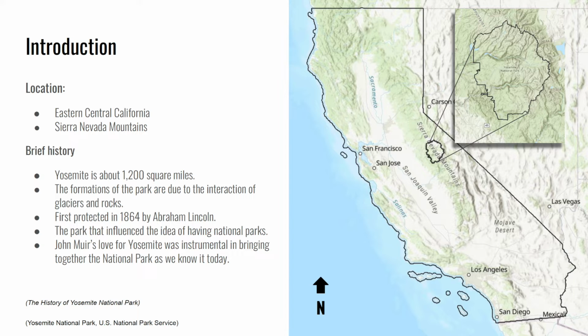It's really known as the park that influenced the idea of having national parks, and John Muir's love for Yosemite was instrumental in bringing together the national park as we know it today.